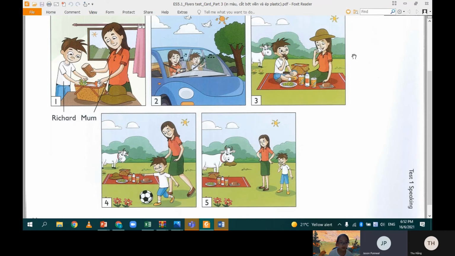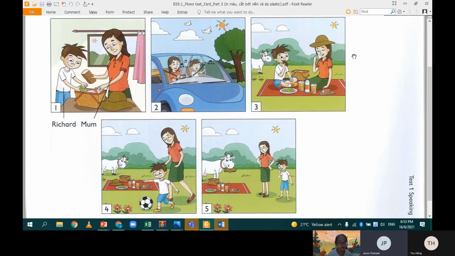Okay, so in a minute you will see 5 pictures. It's all about Richard and his mum going for a picnic. I am going to tell you what happens in picture 1, and then I would like you to tell me what happens in the rest of the pictures. I want you to finish the story. Do you understand? Yes. Okay, can you see the 5 pictures? Yes, I see. Excellent. So it's a lovely sunny day, and Richard and his mum would love to go for a picnic. Richard is helping his mum pack for the picnic.